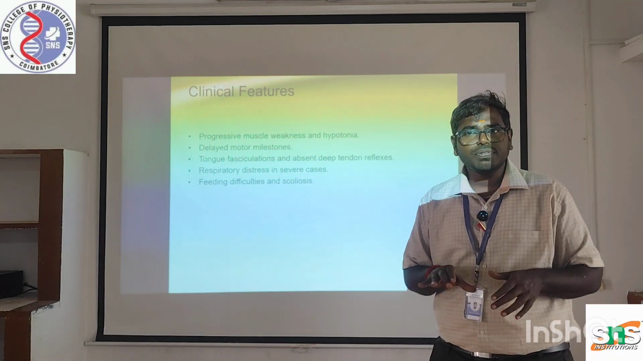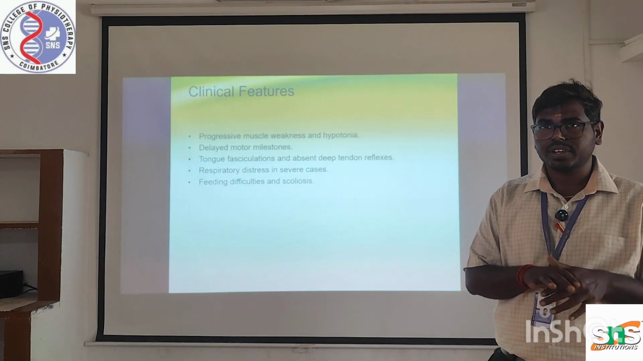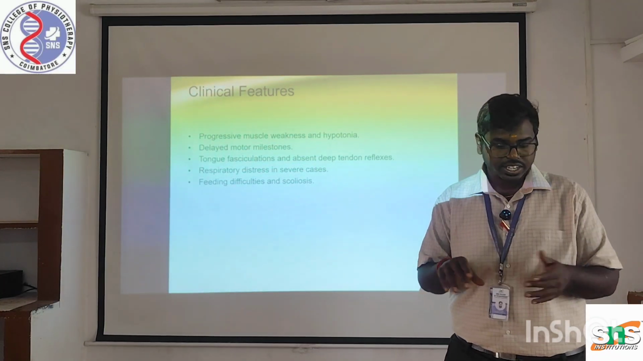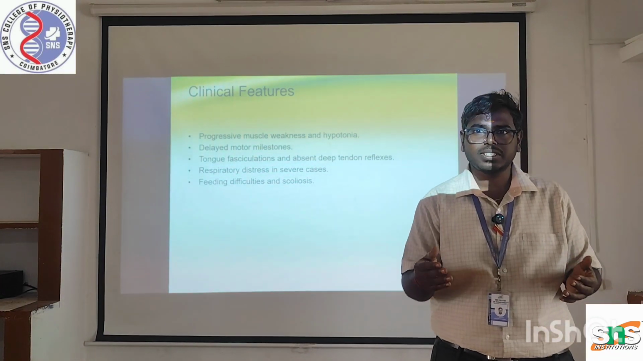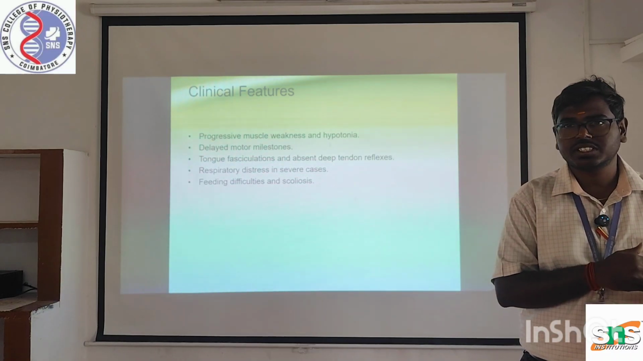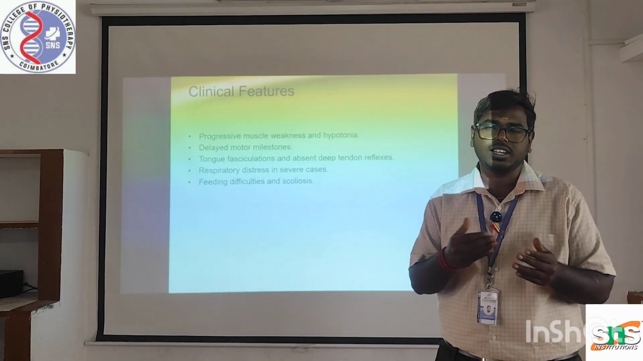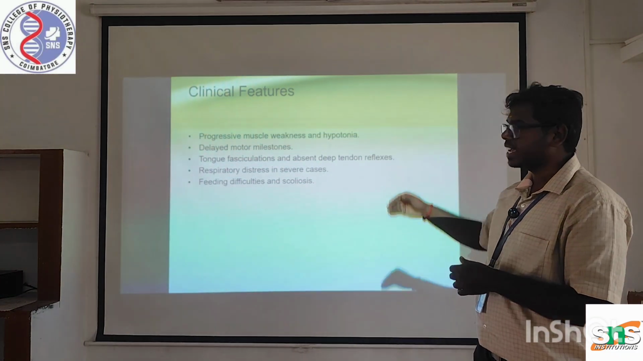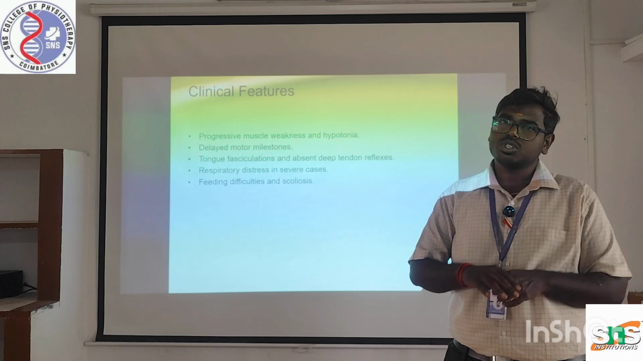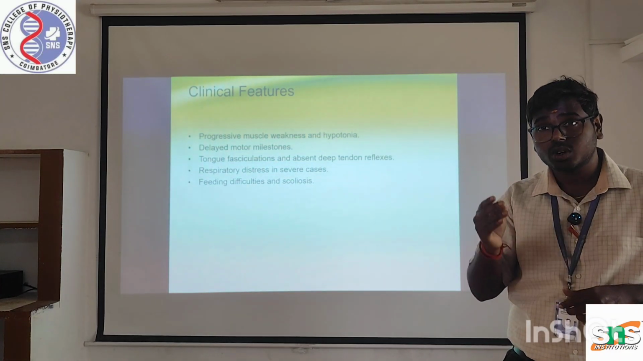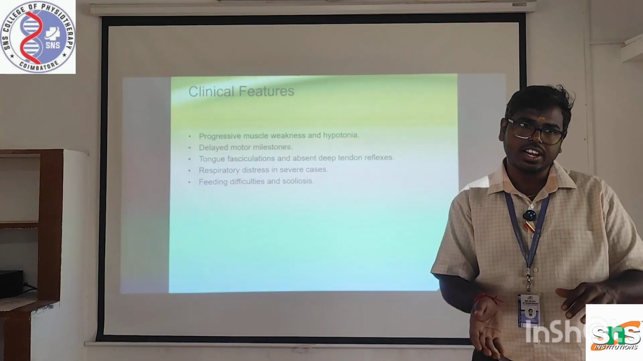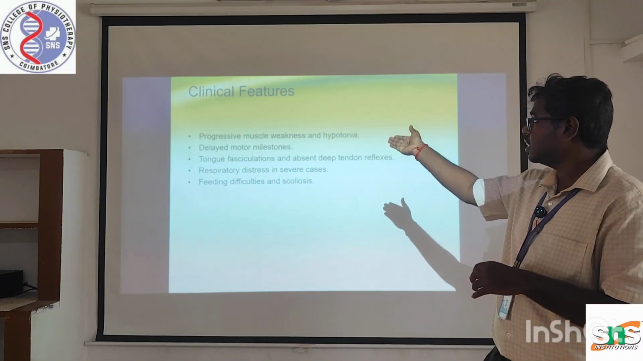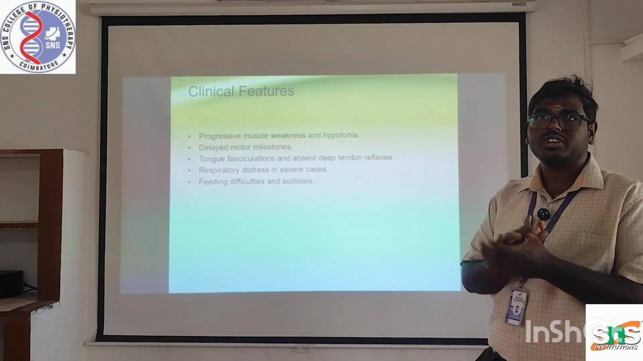Generally, the clinical features of spinal muscular atrophy are, first, progressive muscle weakness around the spinal cord. The spinal muscles, such as erector spinae, multifidus and the longitudinal ligament, can be affected due to spinal muscular atrophy. The second one is delayed motor milestones. Motor milestones play a major role from childhood to the adult period, and in this condition the motor milestones can be delayed.